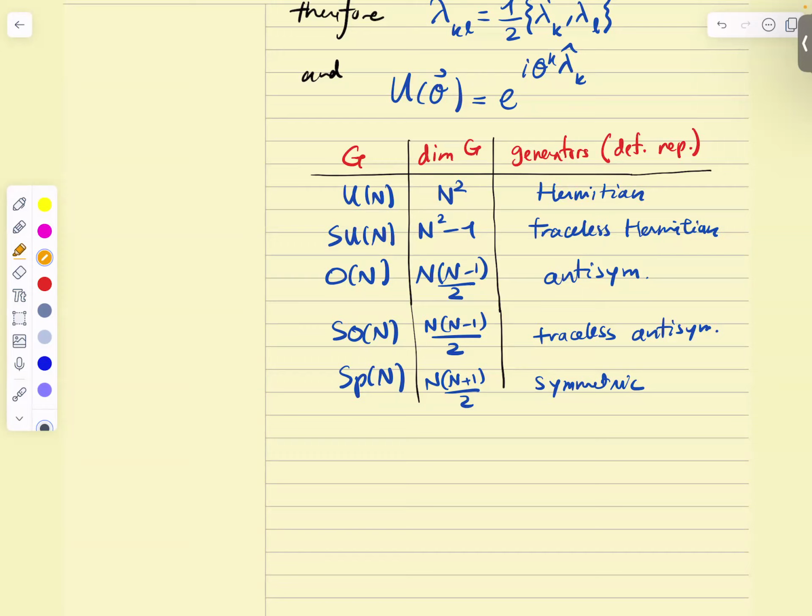Like unitary, the number of independent elements in n by n complex unitary matrices is n squared, and the generators are Hermitian, right? SU(N) has n squared minus 1, and the generators are traceless Hermitian. Is that part clear? Why traceless Hermitian?